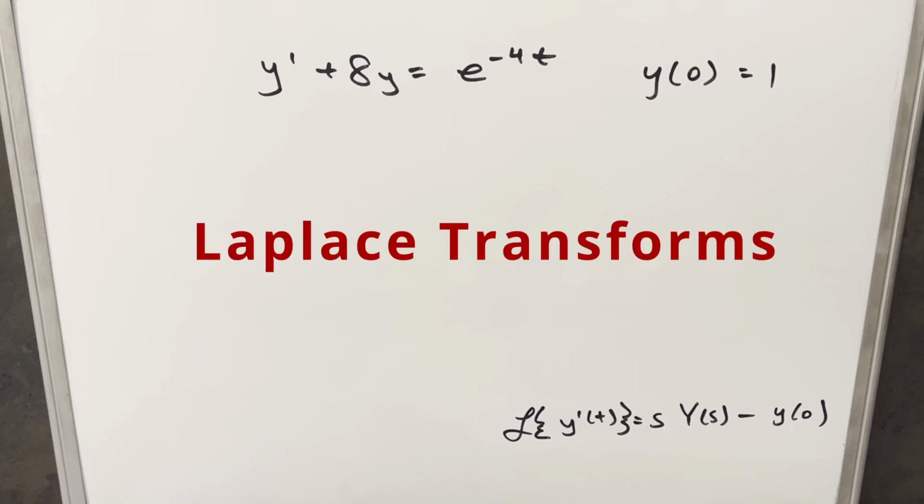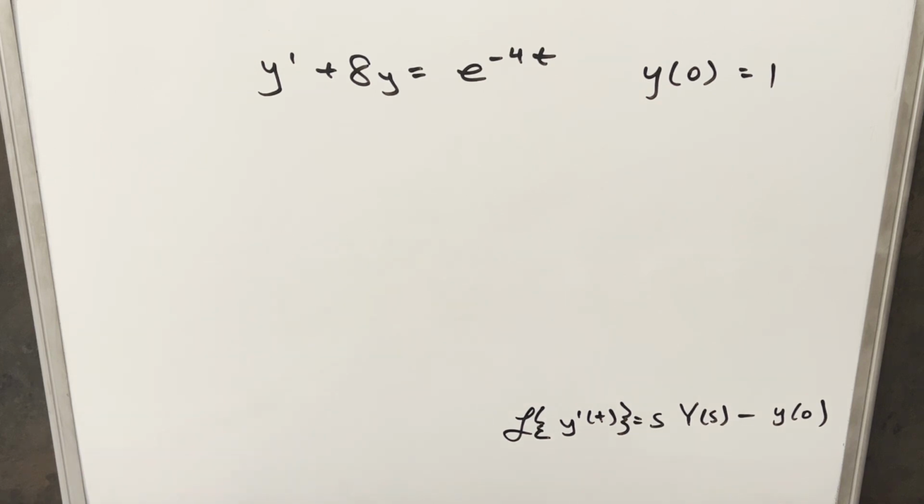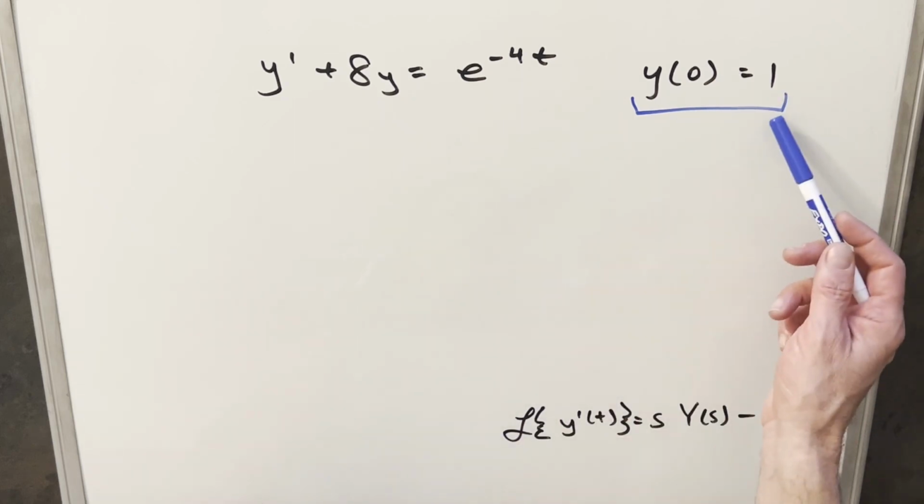Okay, continuing on today with our Laplace transform playlist, we finally start to see some payoff from everything we've done because we have here a differential equation. We have here the differential equation y prime plus 8y equals e to the minus 4t. And we're given this initial condition over here to the right that y at 0 is just equal to 1.